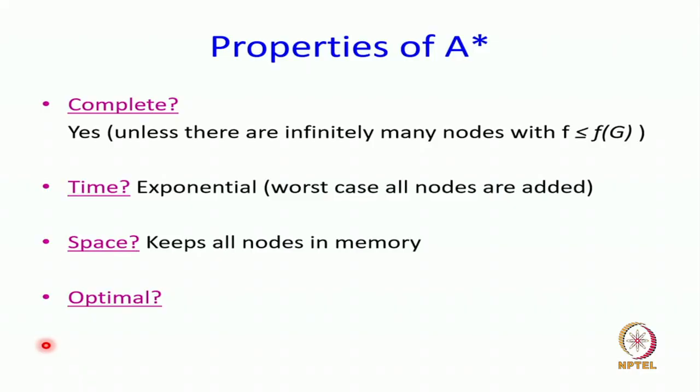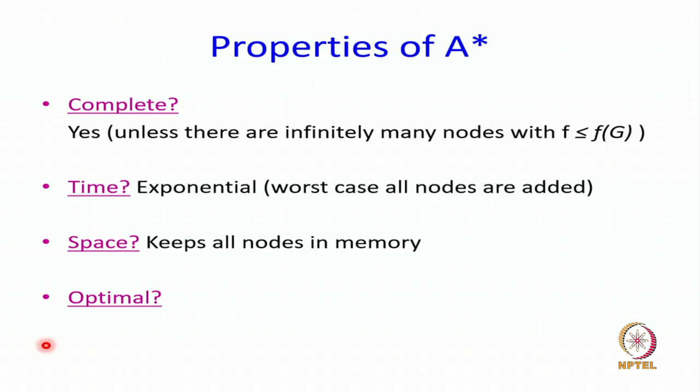If you have infinitely many nodes with f less than or equal to f of g, actually f less than f of g, well, that depends on how you do tie breaking. So, let us just do f less than or equal to f of g. If we have infinite nodes with f less than or equal to f of g, then I will never get to the goal, because I will keep adding them and expanding them and never get to the goal, right. And that is possible with this example of geometric progression, for example.